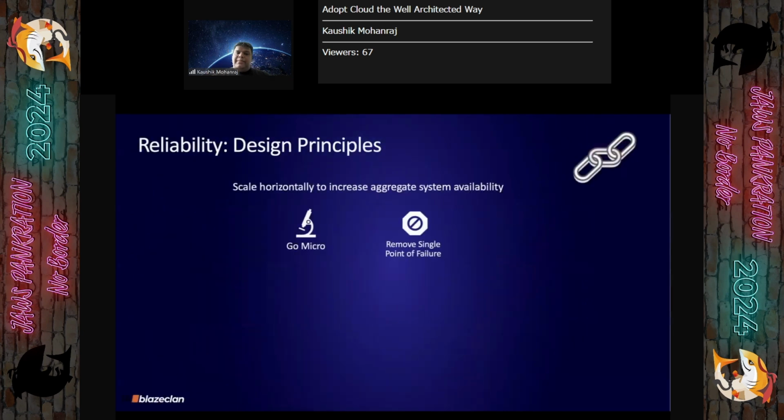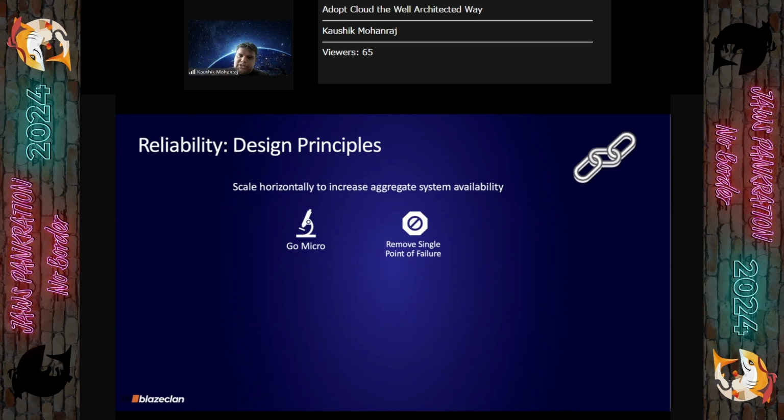Now, under reliability, ensuring that your environment is reliable to host your application, right? You need to ensure that you are aware of the 5 design principles under it. So the first one is scale horizontally to increase the system availability.